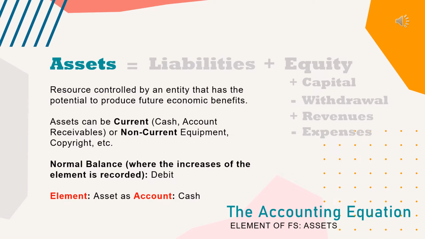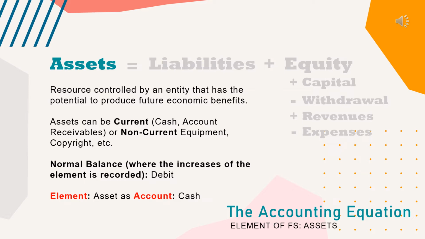Let us expound the definition of an asset. For example, cash, if unrestricted, is a resource that a business owns, and it can be used to produce future economic benefits such that it can be used to purchase supplies, inventories, equipment, etc.